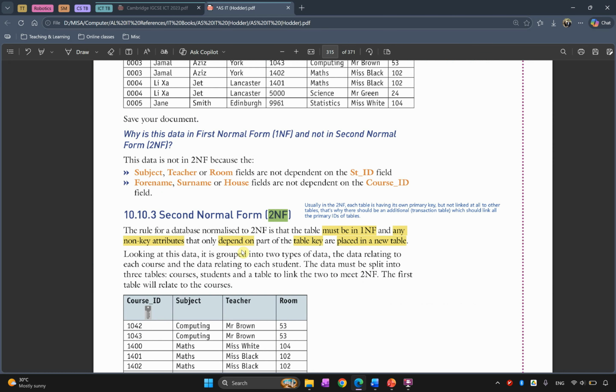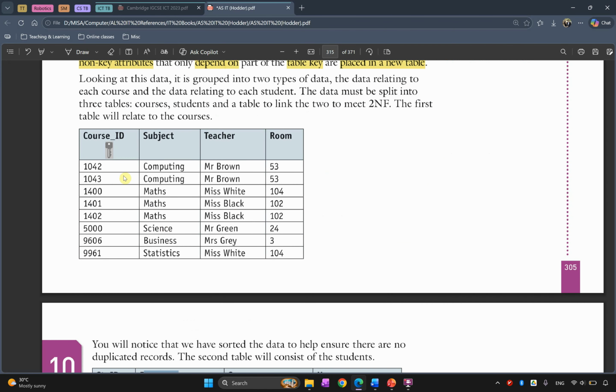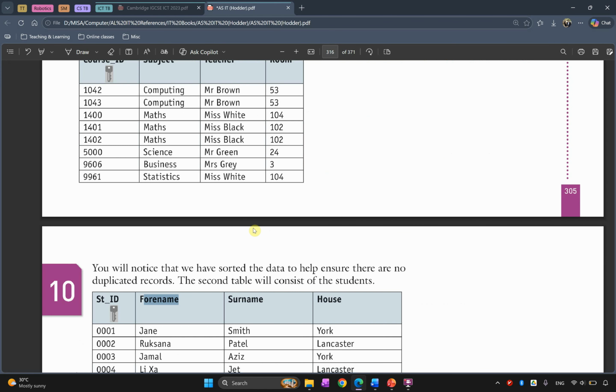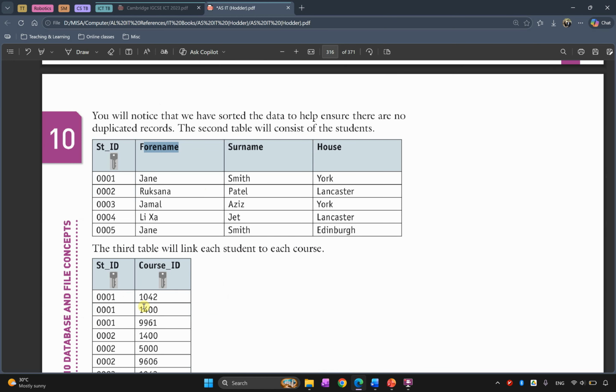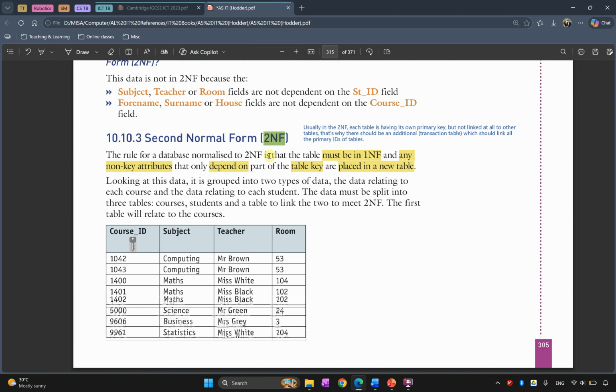Okay, so those were the points related to second normal form. One point to notice, as I noted down over here, is that in second normal form we usually have our own primary keys, and as I mentioned, they are not linked to each other. That's why we need to link them by creating a third table. Okay, now we're done with the second normal form.